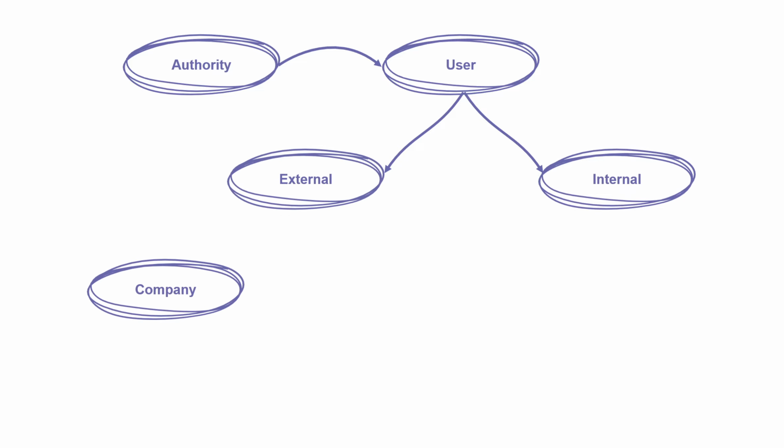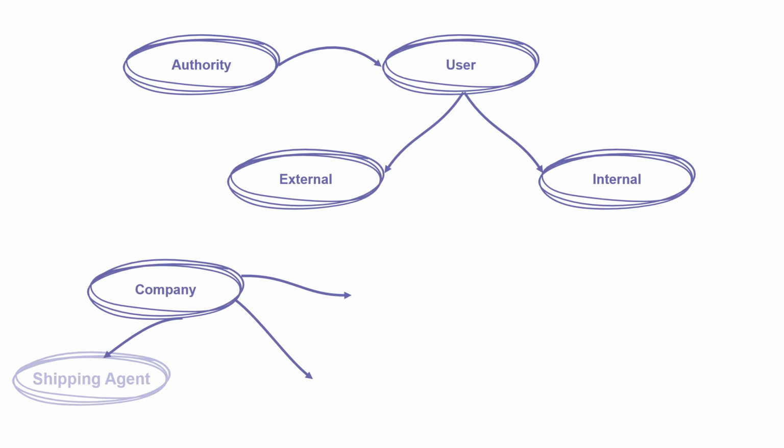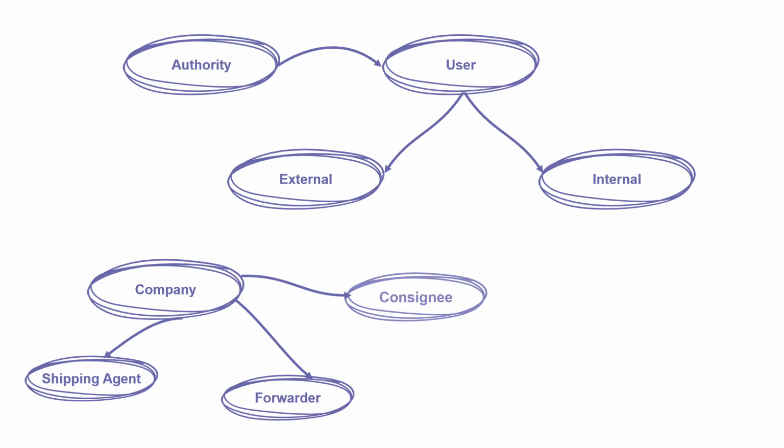Company refers to the partner organizations you work with, such as shipping agent, forwarder, or consignee. Each company has its own rules for roles and permissions. External users need a company ID to be linked to their company. This ensures they get the correct permissions based on their company.